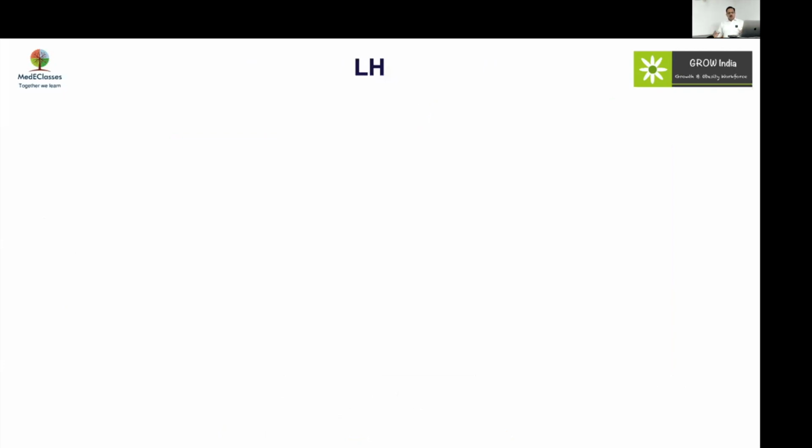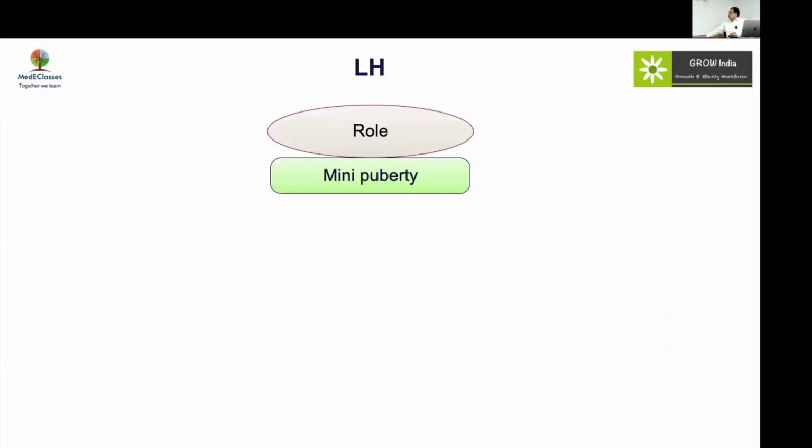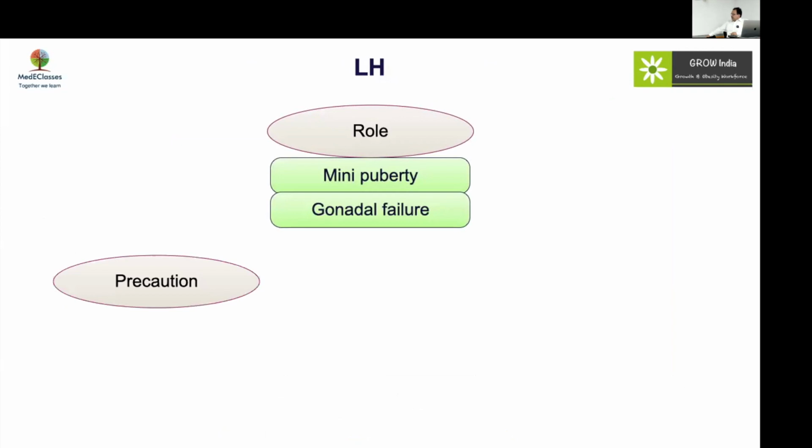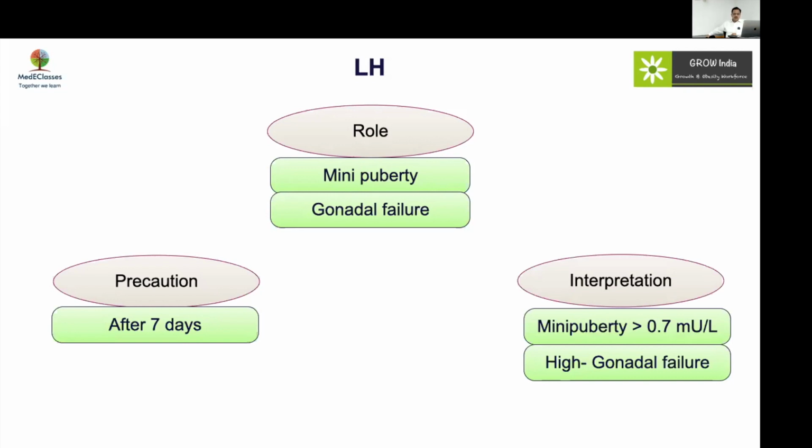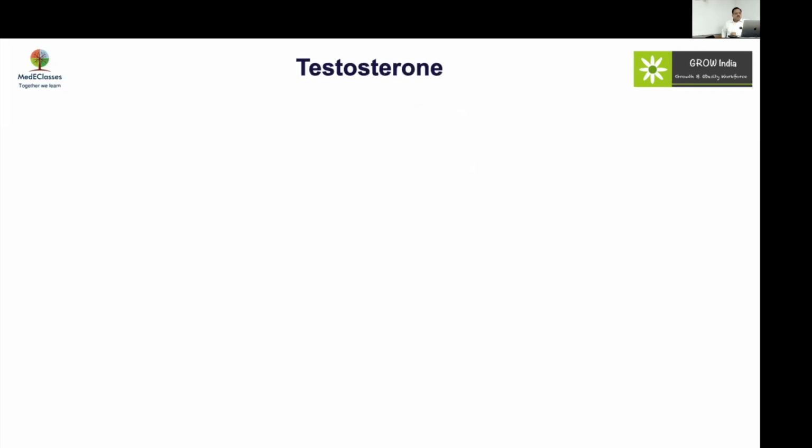Now, why would you do an LH? LH is the best marker for whether somebody has entered mini puberty or not, and it gives you information about whether you need to do an HCG test or not. So it provides information about mini puberty and gonadal failure. It should be done after 7 days of life, because there is a fall in LH after the immediate surge. The interpretation is that if the LH is more than 0.7, it suggests that somebody has entered mini puberty. If it's very, very high, it may indicate gonadal failure. And of course, if the levels are very, very low, you can do a GnRH test or an HCG test.